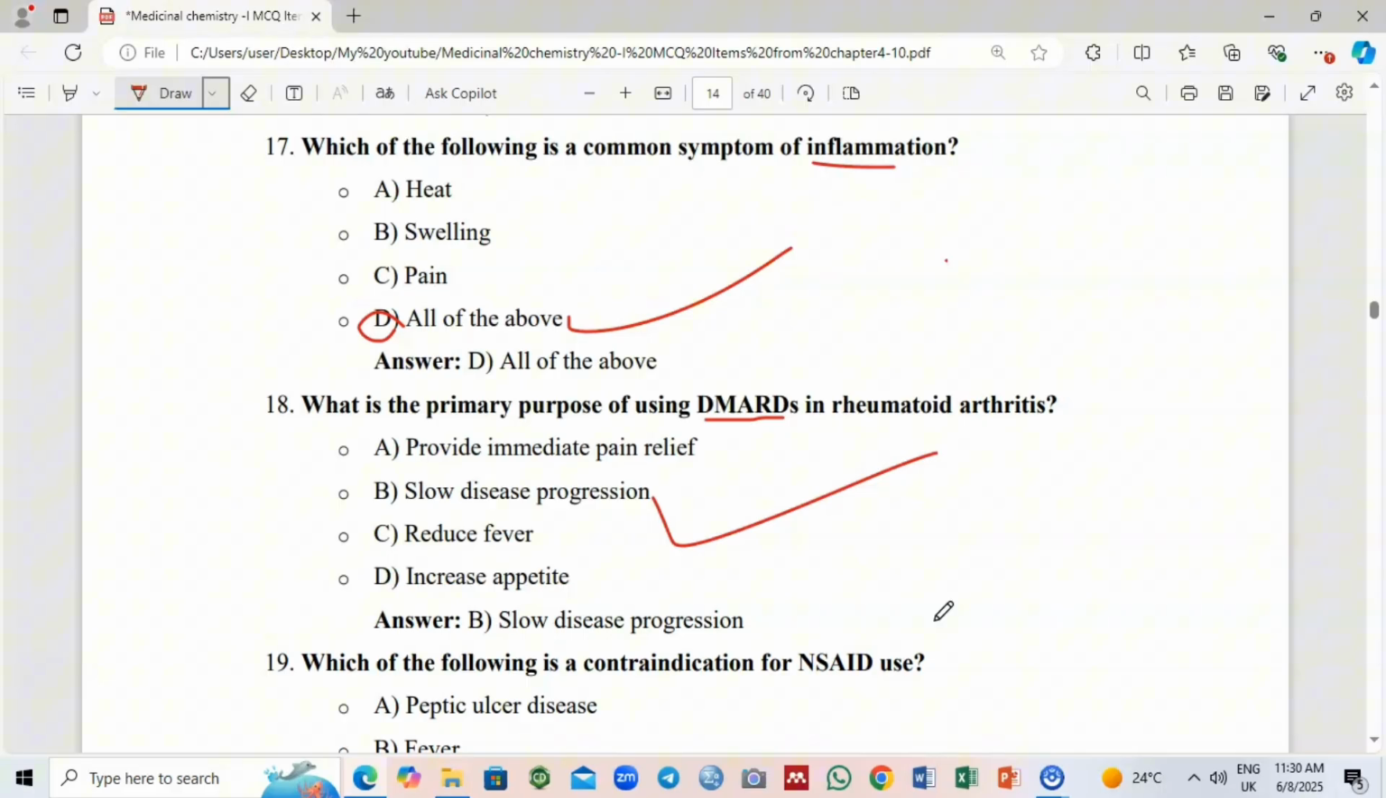So actually these DMARDs, which stands for disease-modifying antirheumatic drugs, are a class of medication used to treat autoimmune disease, particularly rheumatoid arthritis and other inflammatory conditions, and mainly they act by slowing the progression. Their mechanism of action is mainly by modulating the immune response and reducing inflammation, thereby decreasing the risk of joint destruction and improving function.